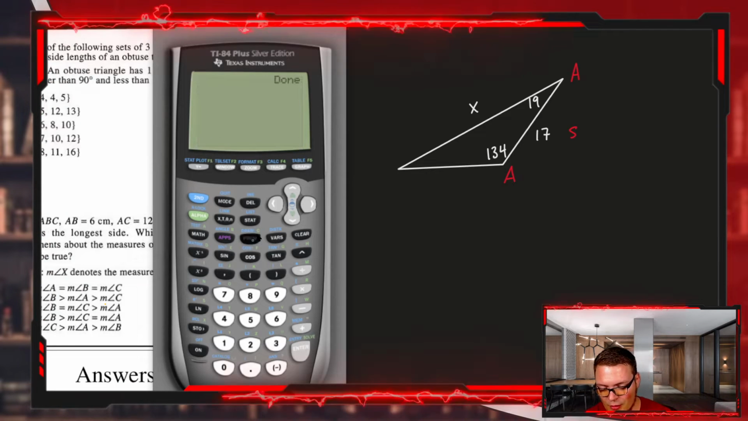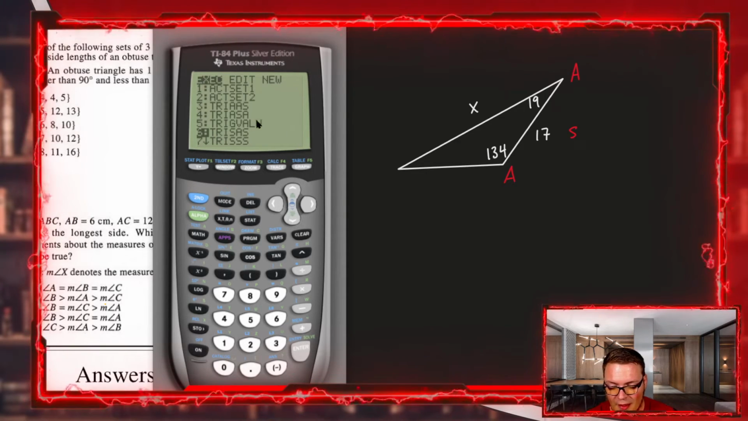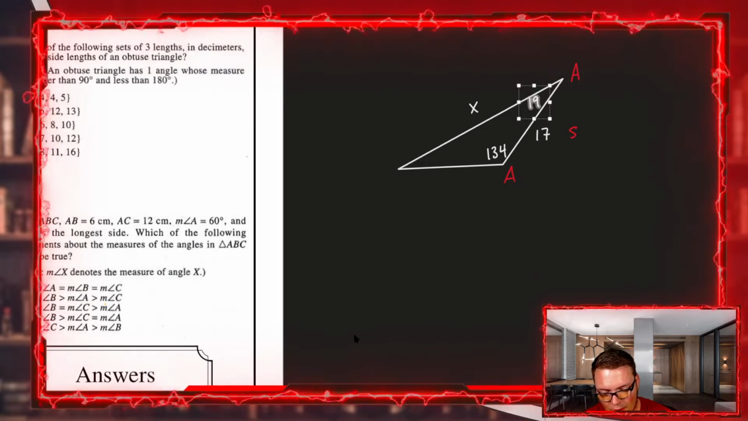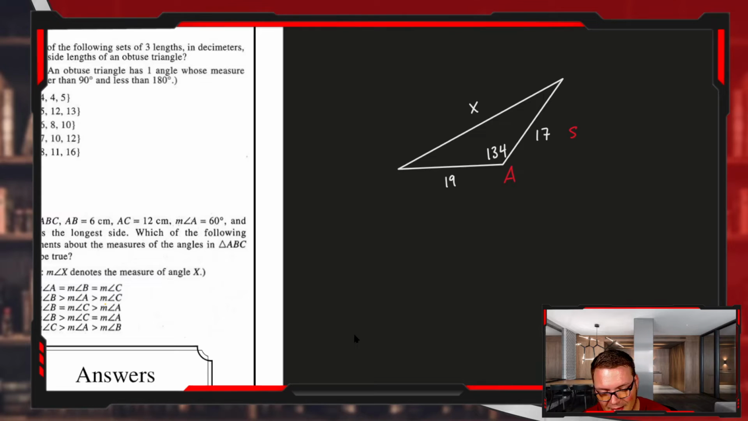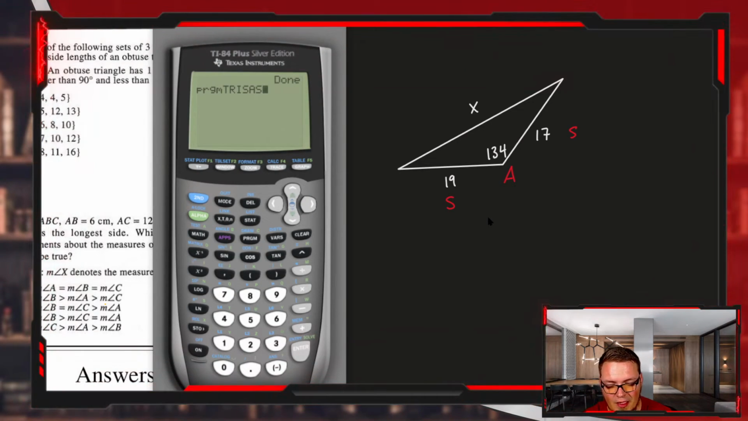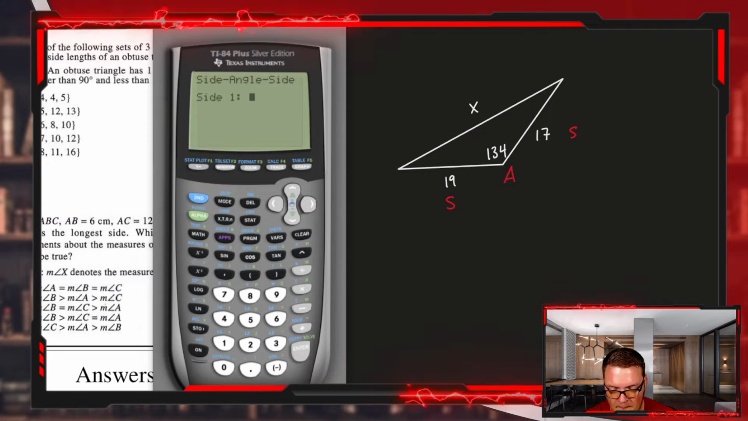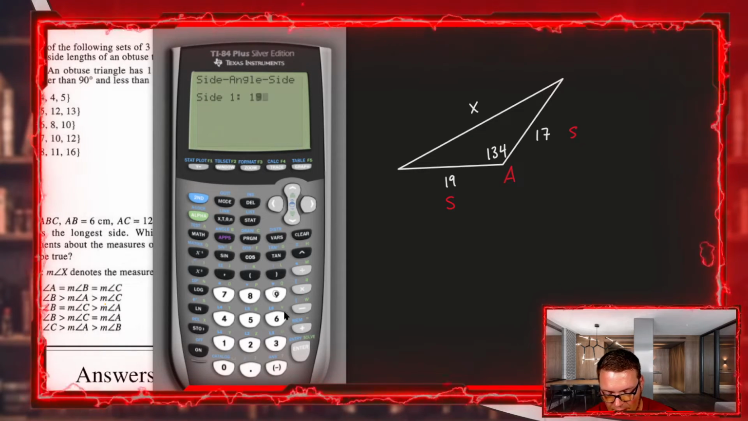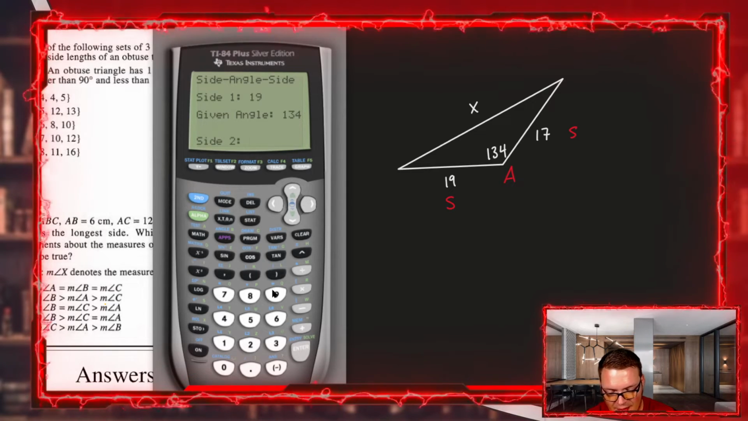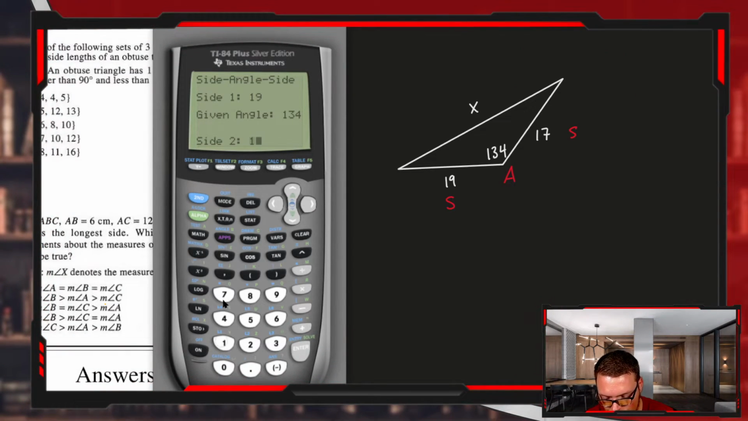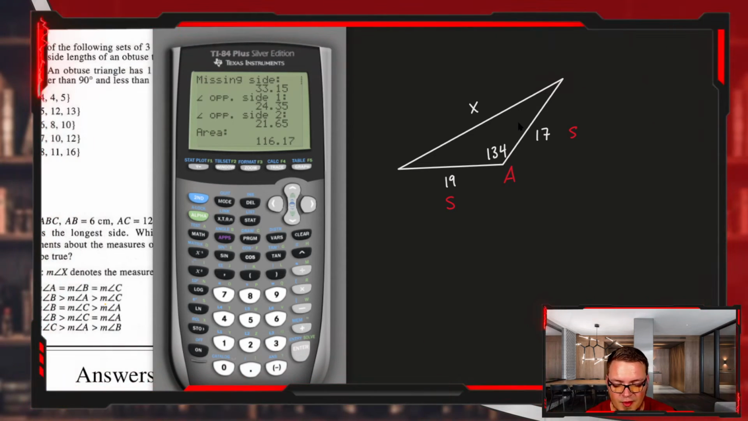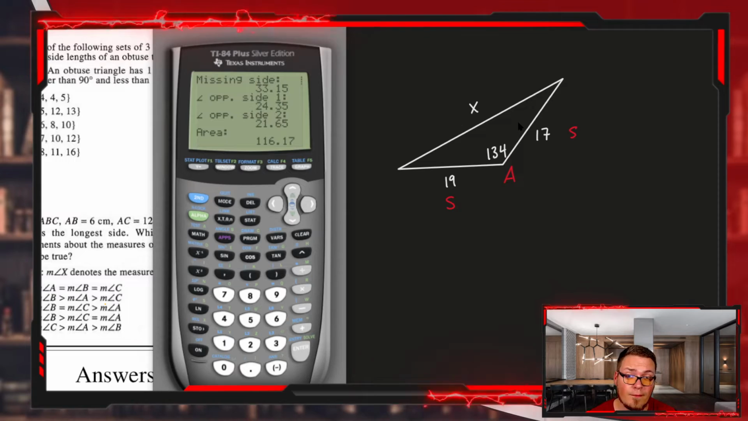Let me go ahead and show you another example with side angle side. For this one, I'm going to go ahead and move our 19 down here as a side length, and we'll go ahead and say that is a side. I have 19, 134, and 17. Side 1, I'll let that be 19. The given angle is 134, and then 17 is going to be side 2. And so the missing side, the unknown side X, is 33.15.